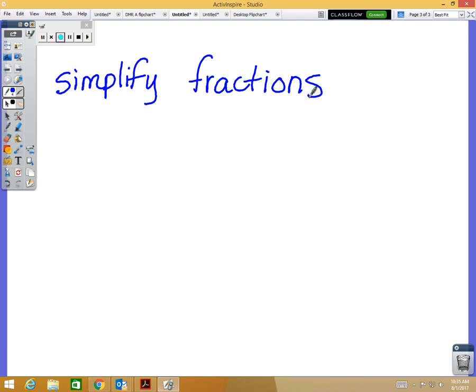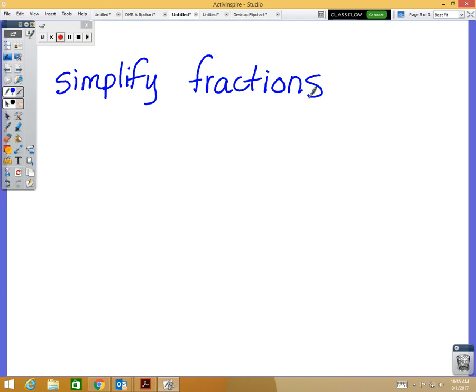So why do that? It'd be easier to do what? Okay, so it'd be easier for you to write down and finish the rest of the problem. The smaller the number, the easier it is to work with. That would be the whole purpose of simplifying a fraction.